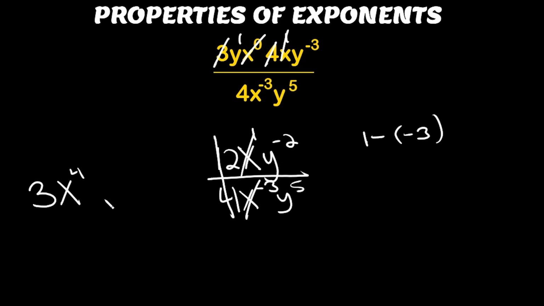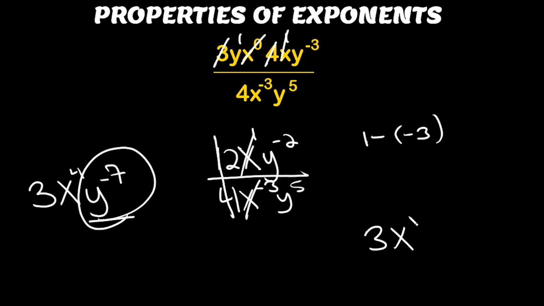So y to the negative 7. And then utilizing your negative exponent property right here, we can bring this whole part down. So I'm left with 3x to the 4th power all over y to the 7th power. And there we go, we're done.